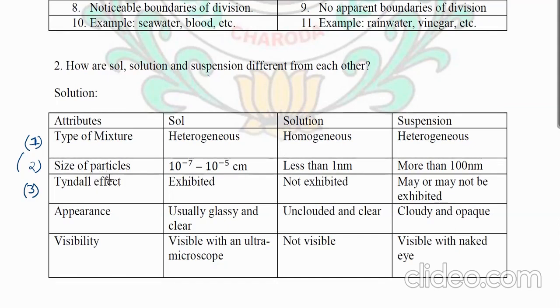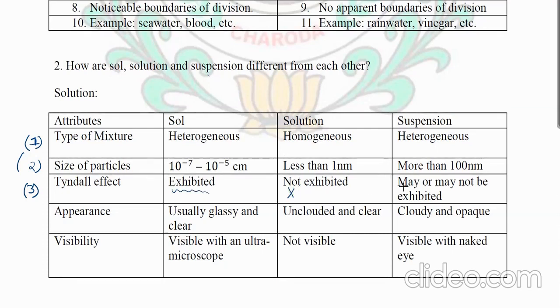We can see this effect from our ventilation. When the sunlight passes through the ventilation, the air particles are seen there. Naturally we cannot see that air is containing any dust particles. But when the sun ray comes from a very small space, from the ventilation or any other opening, you will see that the dust particles present in air are visible there. So this effect is known as the Tyndall effect. In sol it is exhibited, but in true solution it is not exhibited.